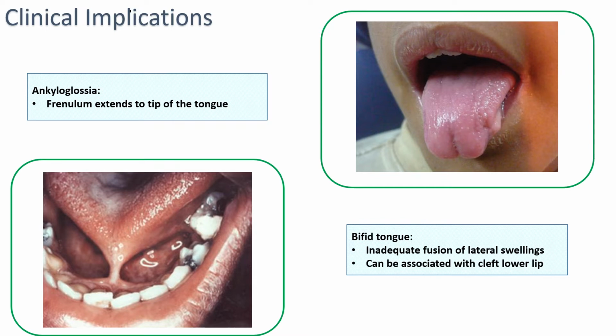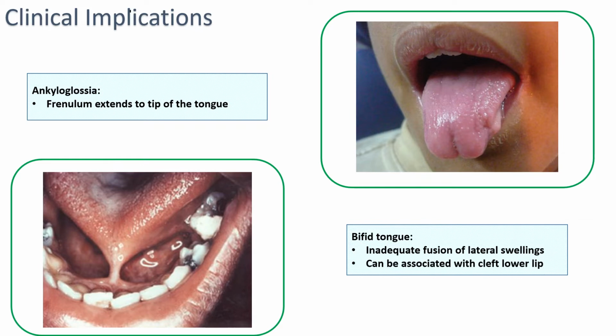Next, we'll have a quick mention of bifid tongues or a tongue that has a cleft in it. And in this case, you can notice it's typically happening on the anterior two-thirds of the tongue. And if you remember the development of the tongue, the anterior two-thirds are formed by those lateral lingual swellings kind of coming together and merging, right?